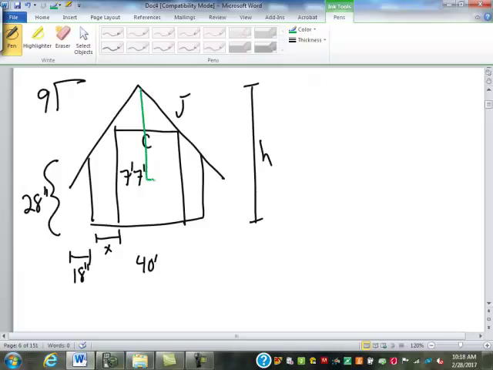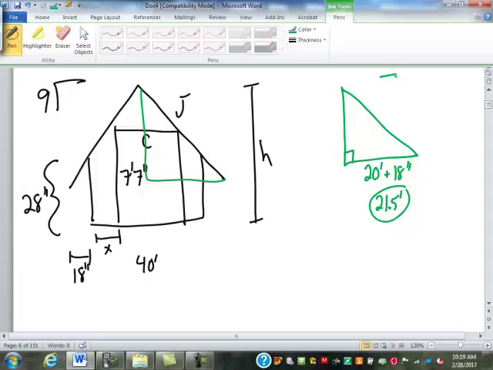So to find J, we're looking at this triangle. What do we know about that triangle? 21.5. So this is 20 feet, which is half of the 40, plus the 18 inches, which is 21.5 feet on bottom. Yep. 9/12 slope. Okay.